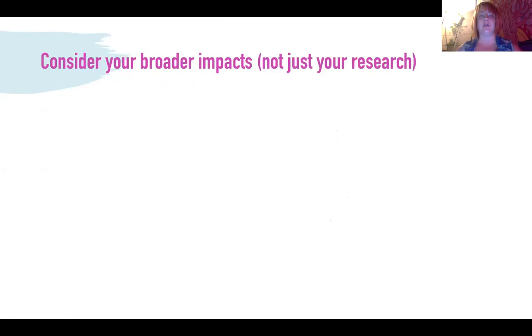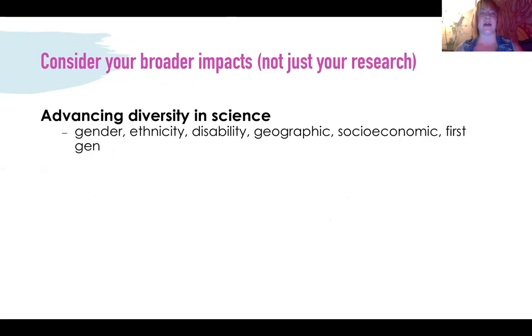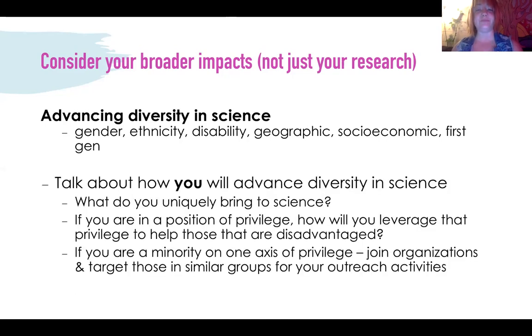And it's really important throughout your essays to consider your broader impacts, and not just the broader impacts of your research, but what you bring to science. So one of the big broader impacts for the NSF is advancing diversity in science. And this includes gender, ethnicity, disability, geographic diversity, socioeconomic status, first generation. And so you really want to talk about how you will advance diversity in science. What do you uniquely bring to science?